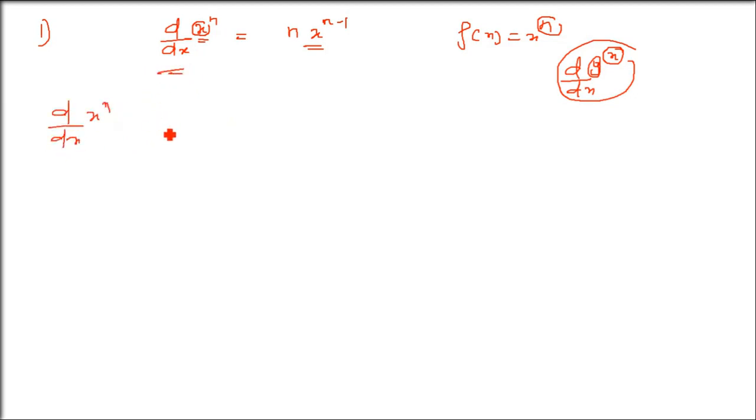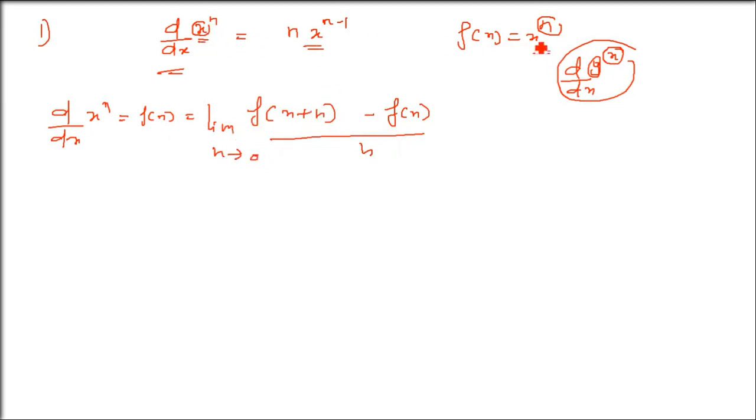So now d by dx of x raised to n is what? Of course, f dash x is limit h tends to 0 of f(x plus h) minus f(x) by h. This is f dash x we are trying to find out. So what is f(x plus h)? In place of x you put x plus h. So it is limit h tends to 0 of (x plus h) to the power n minus x to the power n by h. This is our first principle.